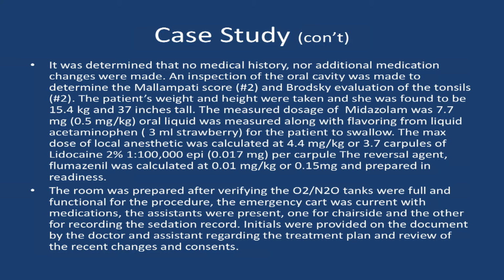The maximum dosage of local anesthetic was calculated at 4.4 milligrams per kilo, or 3.7 carpules of lidocaine 2%, 1/100,000 epinephrine, and 0.017 milligrams of epi per carpule. The reversal agent, flumazenil, was calculated at 0.01 milligrams per kilogram, or 0.015 milligrams, and prepared in readiness.